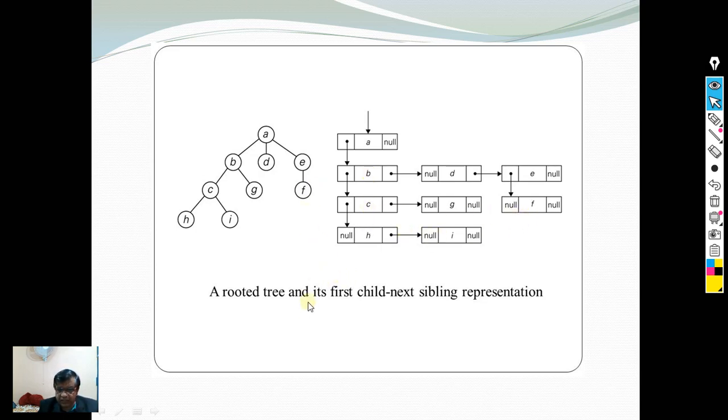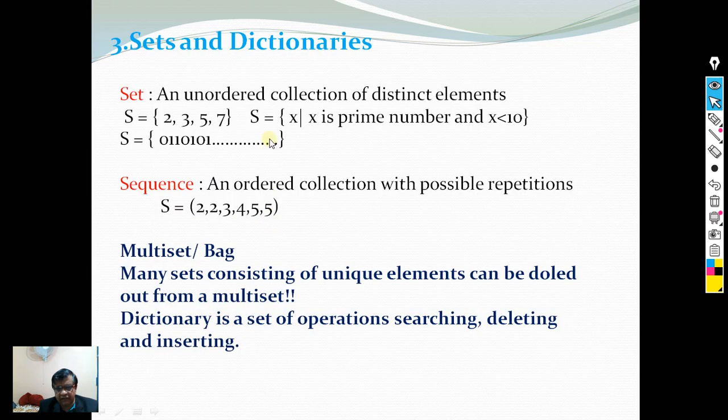Therefore, a rooted tree, a binary tree, is always represented by the first child, next sibling representation. First child, next sibling representation. It is some kind of a helical fashion. See, it goes like this. Connectionality goes like this, the way in which I am moving.